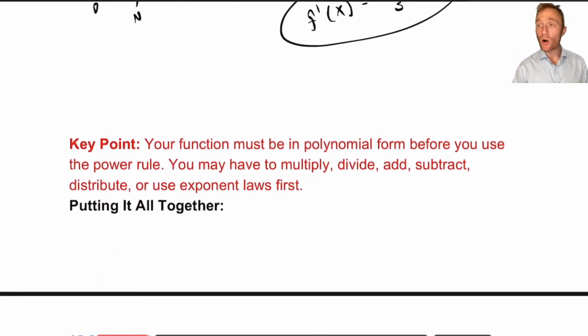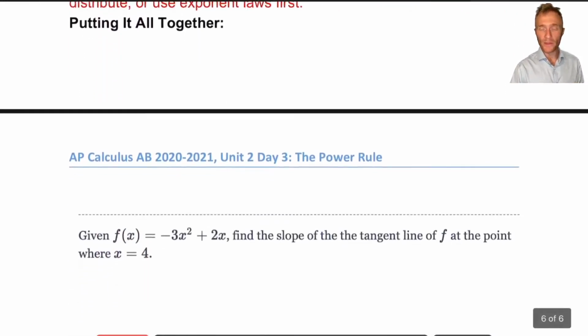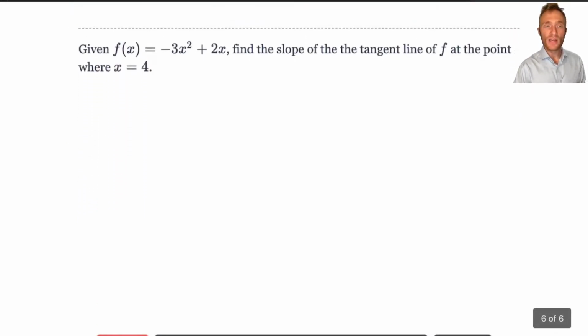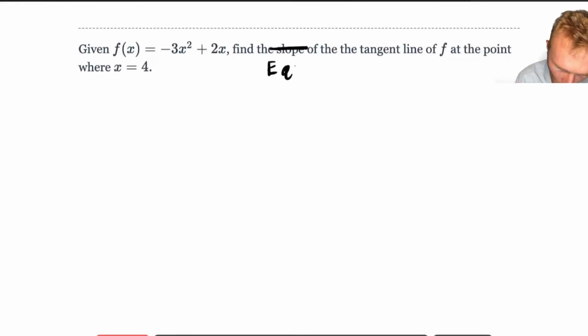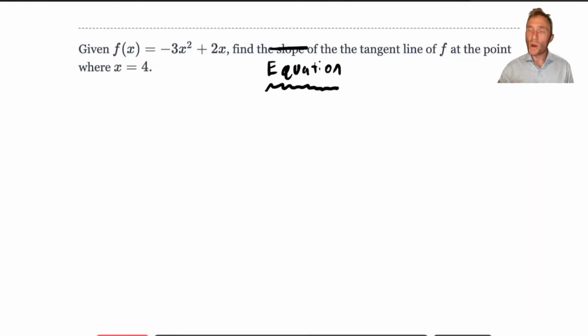Last one, putting it all together, right? This is straight from the Delta Math. Given f of x equals negative 3x squared plus 2x, find the slope of the tangent line. I'm going to do one better. We're going to find the whole equation of the tangent line when x is equal to 4. There's another assignment that does that. I just copied the wrong thing here. The equation of the tangent line.